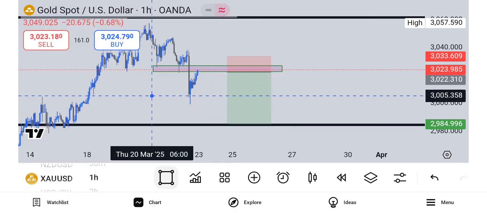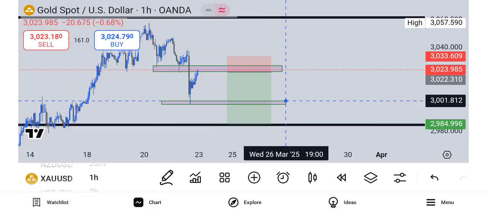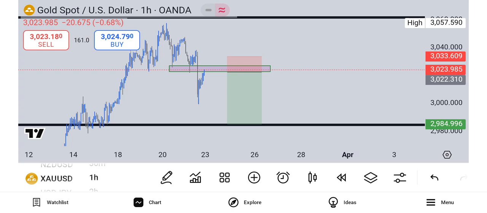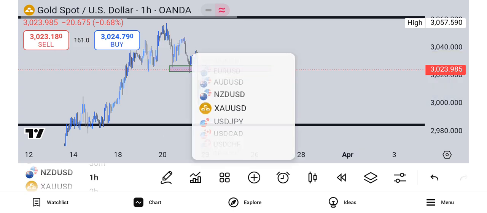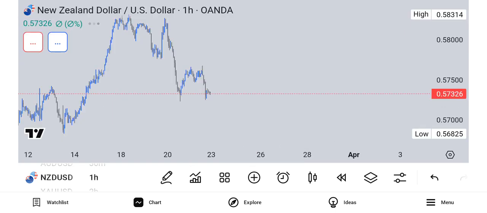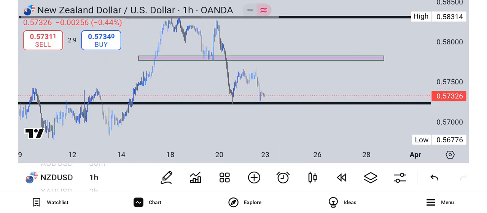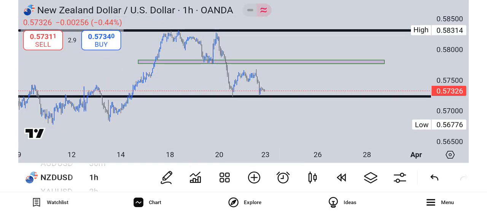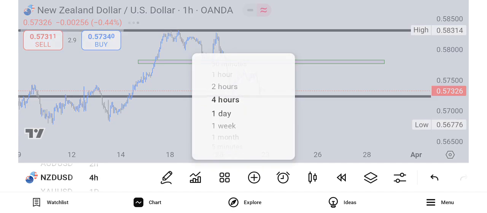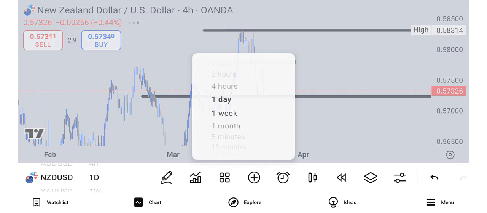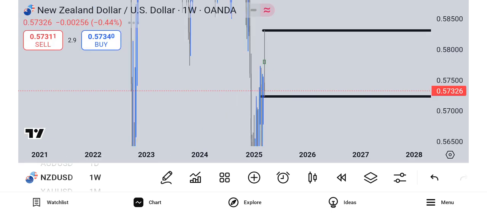With this one, you can predict many moves. Let's check one more before we round up everything. Okay, I can see SZUSD. I think SZUSD. Yeah. I've checked this one as well for myself. Let's check from the weekly time frame.